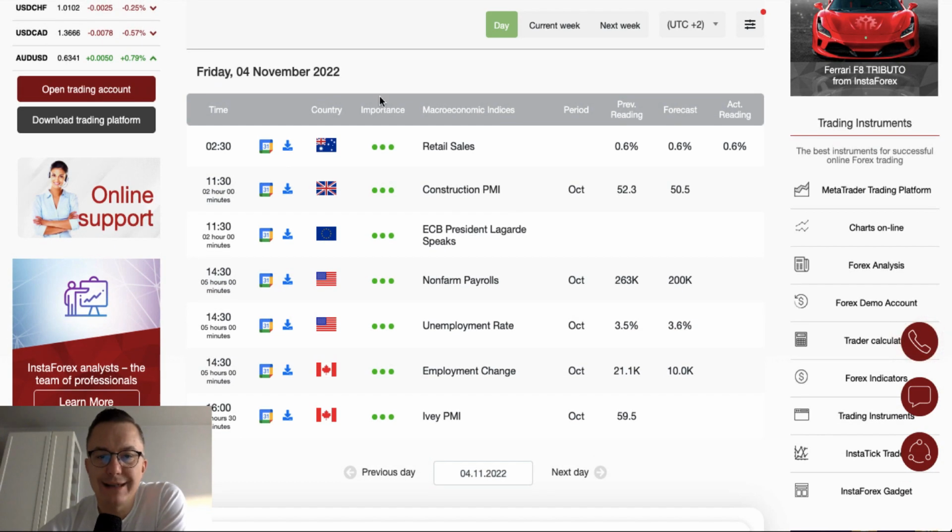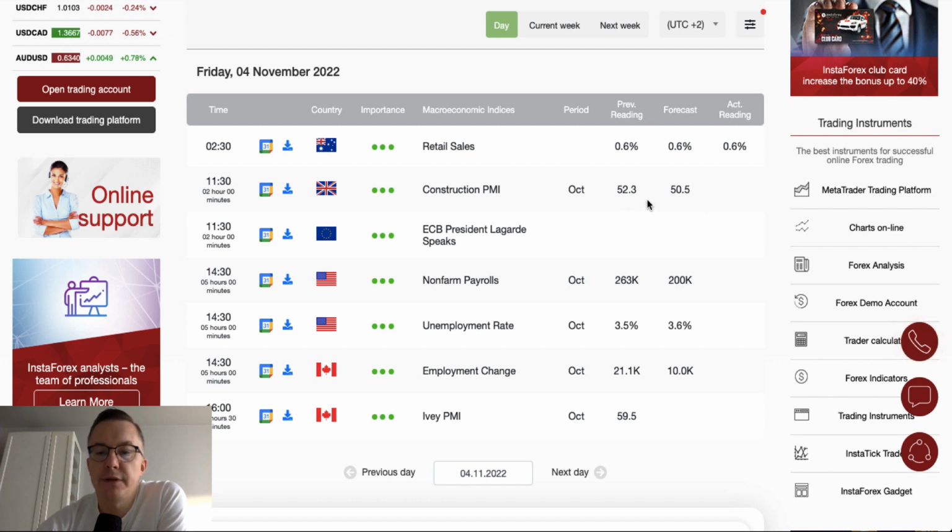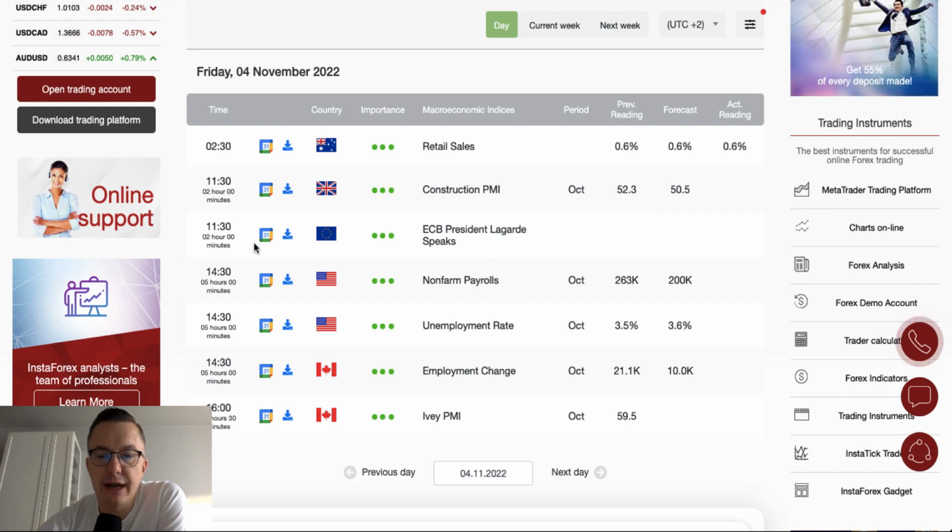What do we have here? What are the most important events for today? Retail sales data from Australia already published, in line with the expectations of 0.6%. Construction PMI is scheduled for release at 11:30. Those data are from the UK. Market participants expect a drop from 52.3 to 50.5. ECB President Lagarde will give a speech at 11:30 as well, and then the non-farm payrolls are scheduled for release as usual at 2:30.